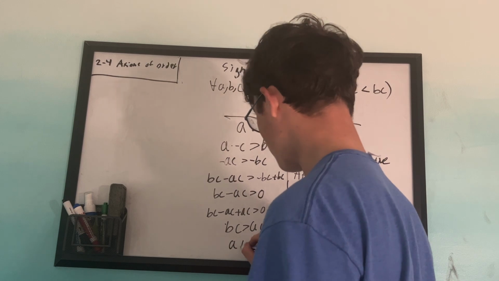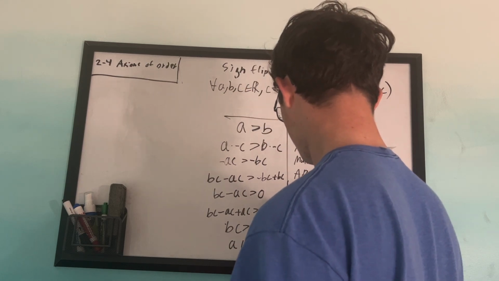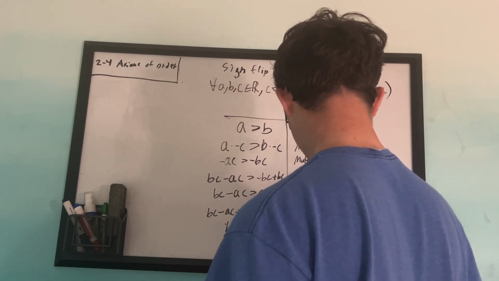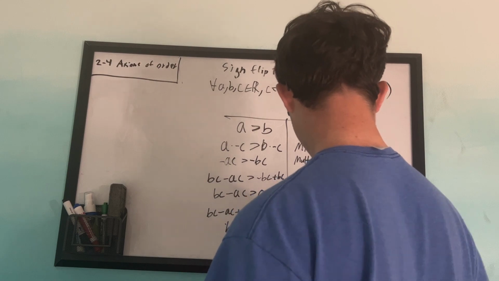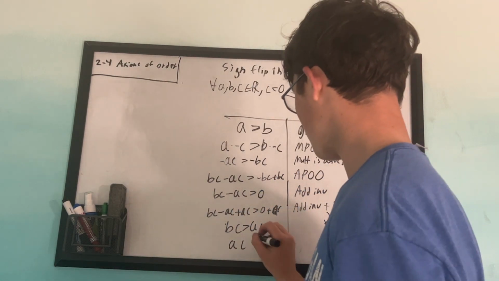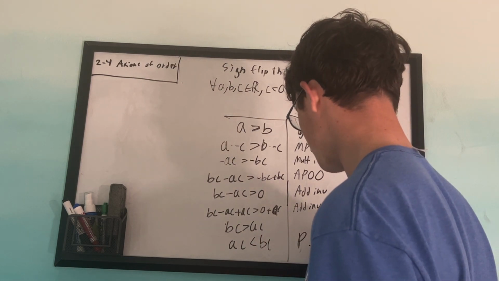And we can use our pseudo symmetry. Oops, this should be down here. And then this should be additive property of order. If I have to write that down, that should be in this step. And we have AC is less than BC because of our pseudo symmetry.